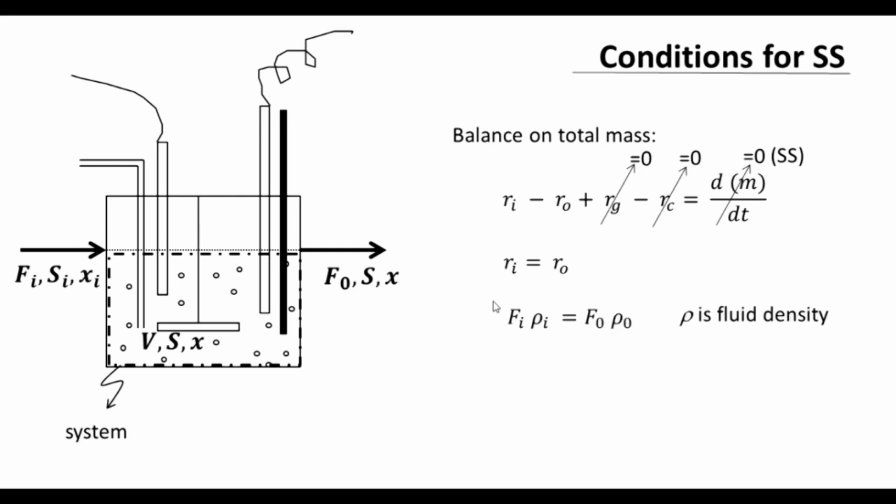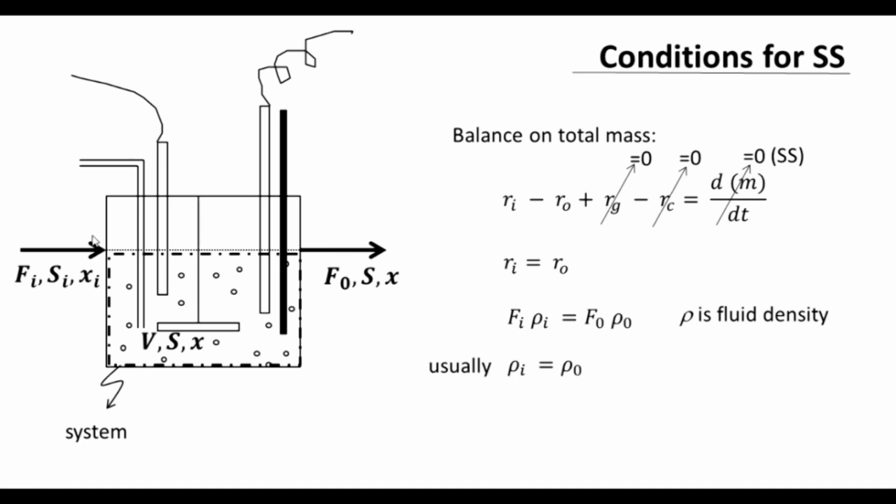What is rate of input in terms of our volumetric flow rate? A volumetric flow rate is volume per time. We are looking at mass per time here. Therefore, if we multiply the volumetric flow rate by the density, we would get our mass rate. Therefore, Fi times rho i, the density of the incoming stream, equals Fo times rho o, which is the feed rate and the density of the outgoing stream. Rho is the fluid density, as we mentioned.